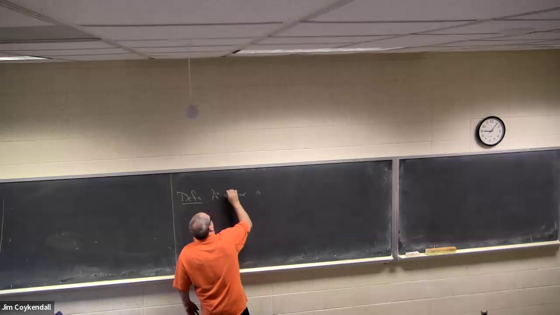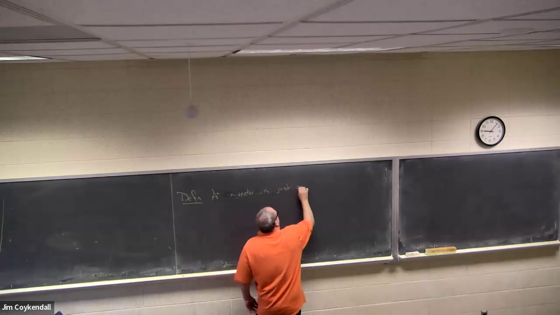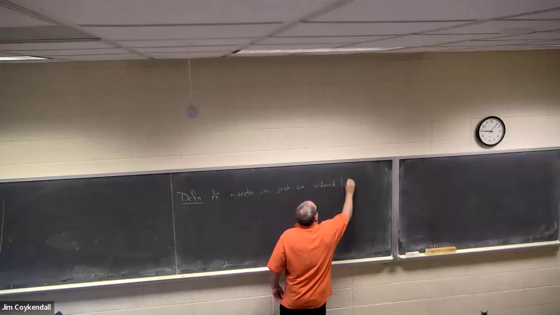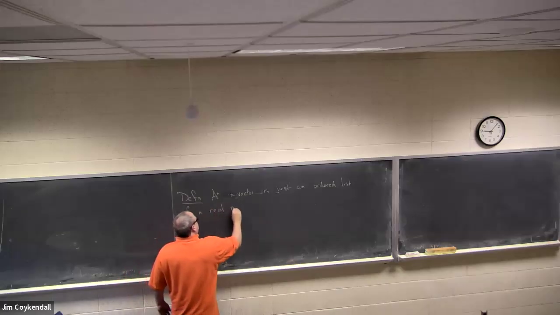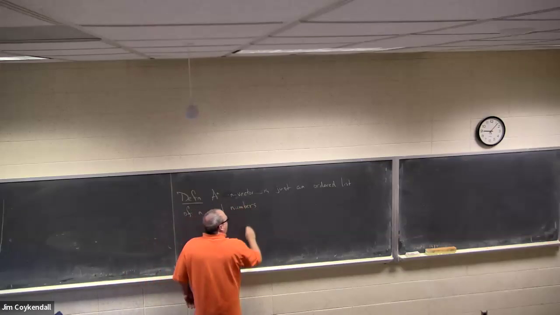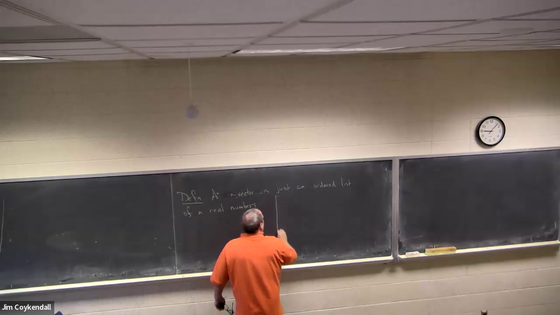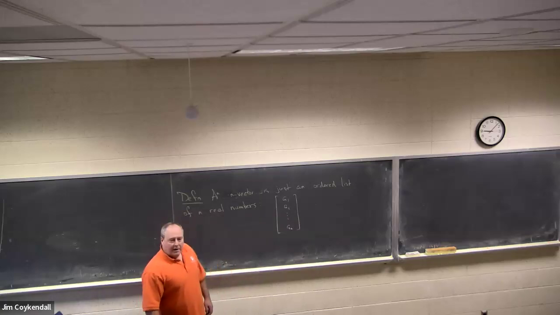let me call this an n-vector, is an ordered list of n real numbers, or perhaps complex numbers, if I'm doing something later. But it's something of this form. Another way to put this is an n by one matrix.